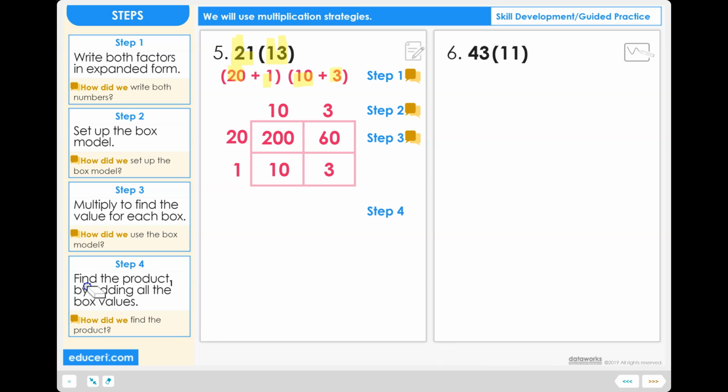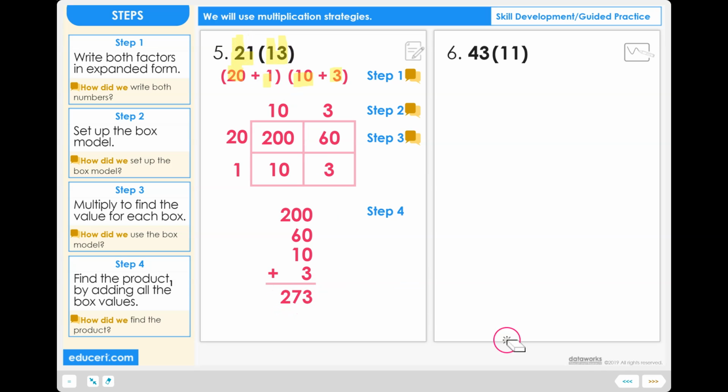Step 4. Find the product by adding all the box values. I have 200 plus 60 plus 10 plus 3. And however you would like to add it, sometimes people can add it while it's in the boxes here. I'm going to show it and extend it out so that we can see clearly that these 4 values add together to give us 273. So that is the product, 273.